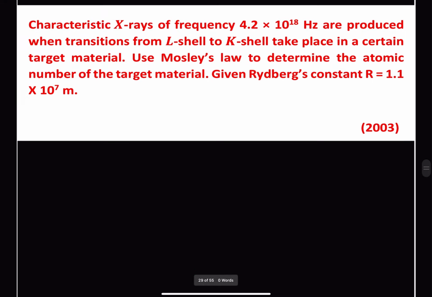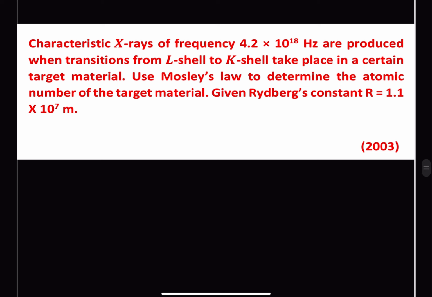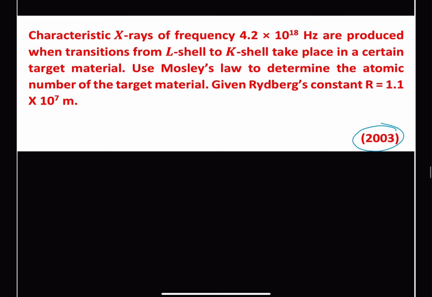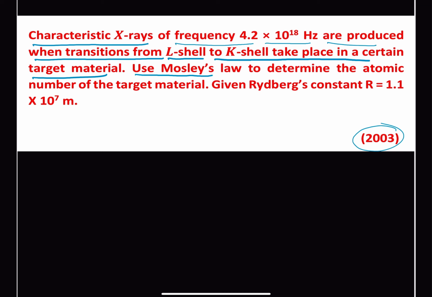Next question. It was also asked in the year 2003, and it states that characteristic X-rays of frequency 4.2 into 10 to the power 18 Hz are produced when a transition from L shell to K shell takes place in a certain target material. Use Moseley's law to determine the atomic number of the target material, given the Rydberg constant is 1.1 into 10 to the power 7 per meter. So it is a straightforward ask that we have to use Moseley's law.